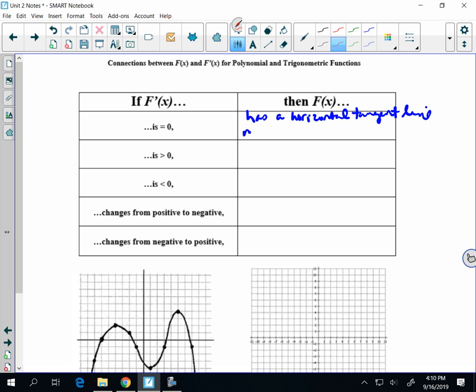It means that it may be a relative max or min. Could be a relative max or min. Not guaranteed, but it could be. What do I know if the derivative is greater than 0? If the derivative is greater than 0, that means the derivative's positive, so that means the function is increasing. Not necessarily positive, but it's increasing. If the derivative is less than 0, then the function is decreasing.